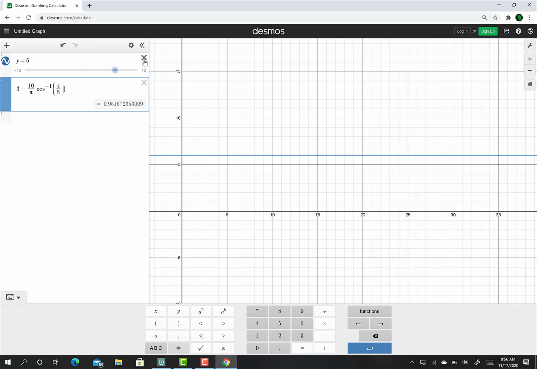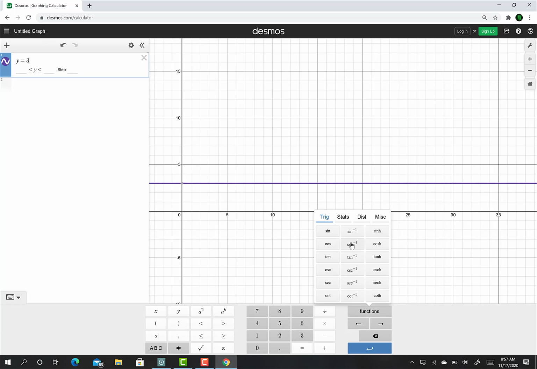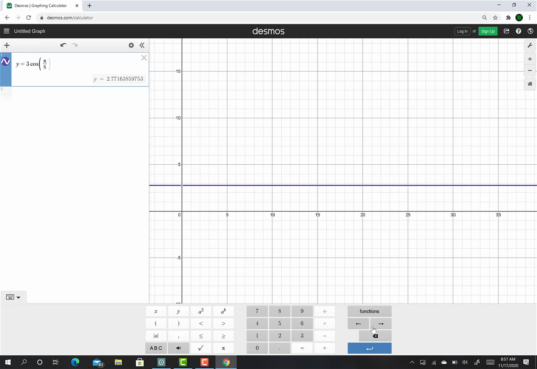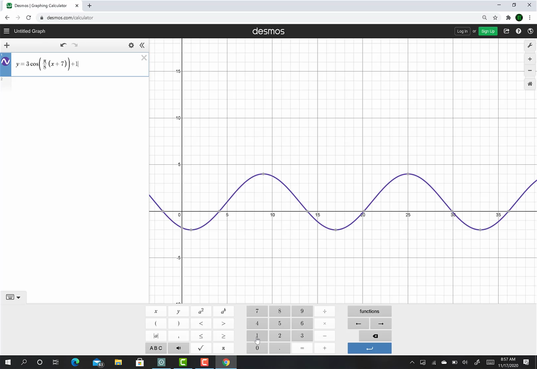So I'm going to clear all here. And y equals 3 cosine pi over 8, (x plus 7), close. Oh, that's not close. And then plus 1. And there it is. And then it was 1.5, I believe. y equals 1.5.